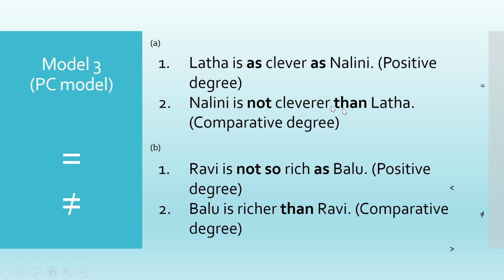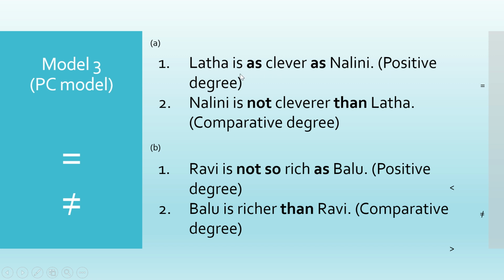And in model 3 we have both positive and comparative ideas. In this model we either equate a noun with another noun, or we do not equate, we compare. In equating itself, the first part given here is an equation, but the same equation can be conveyed in a comparative degree as well, but you can't convey it in a superlative degree. So model number 3 does not have a superlative degree.